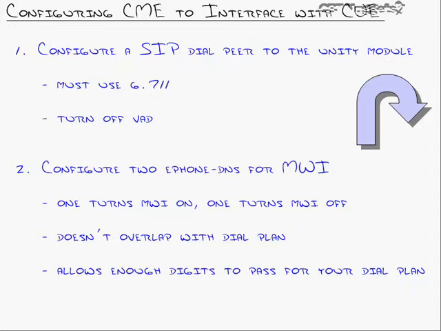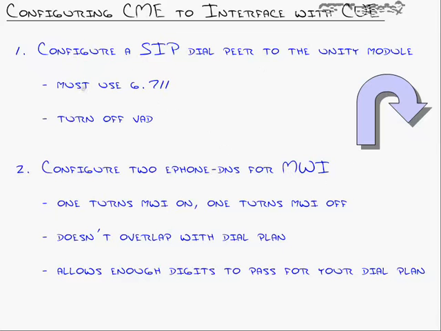Also, while the install is completing, we can configure the CME side to interface with CUE. On the CME side, we have to configure a SIP dial peer. CUE uses the SIP protocol for communication, so we'll be able to use some of our dial peer skills to create a SIP dial peer to interface with the Unity module. From there, we'll create 2 ePhone DNs for message waiting indicators, and I'll get into that in just a second.